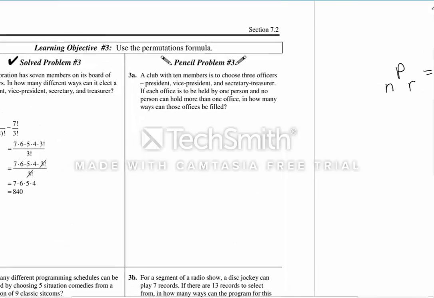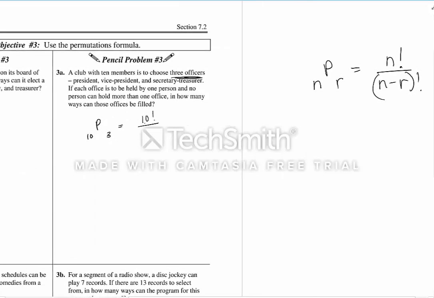So this problem, 3a, says a club with 10 members is to choose 3 officers. So I'm selecting 3 out of the 10. President, vice president, secretary, so that does give them an order, and they can't be used more than once. So if each office is to be held by one person, no one can hold more than one office. How many ways can they be filled? So out of 10 people, we're selecting 3. So my formula would look like 10 factorial over, we use the same n that we just used, 10 minus r, which is a 3, factorial.